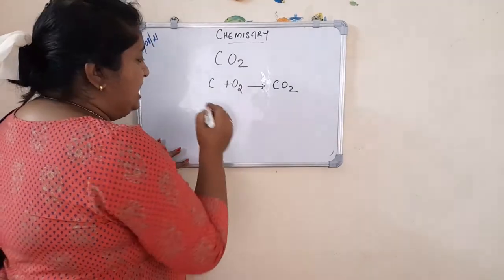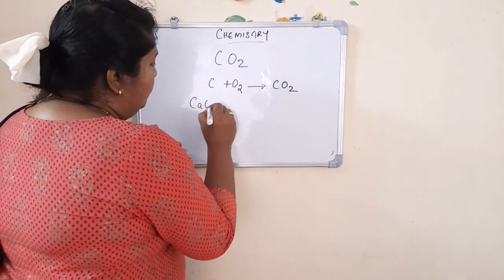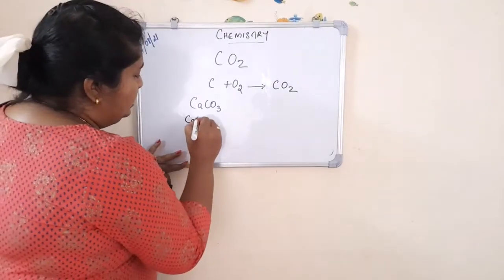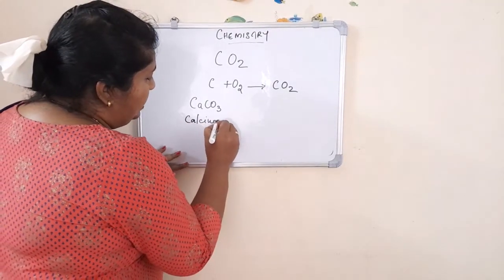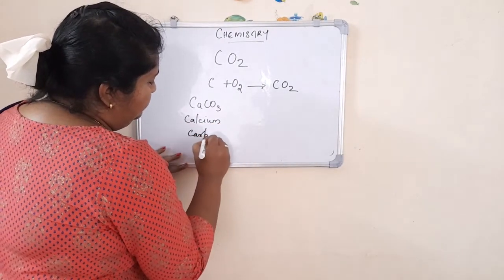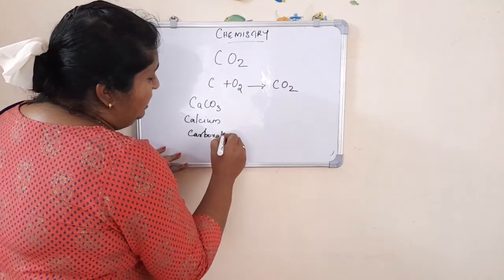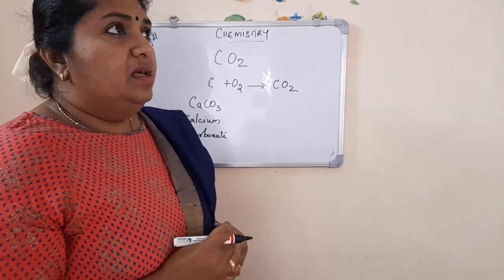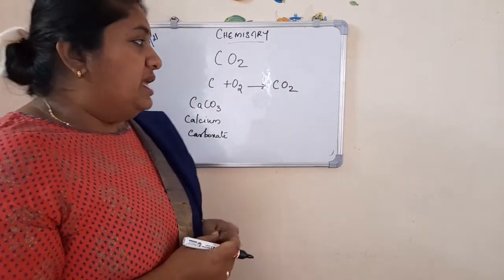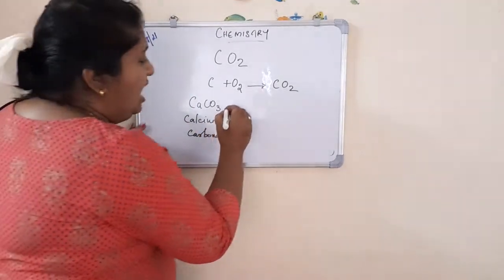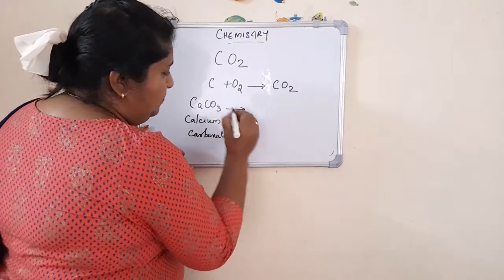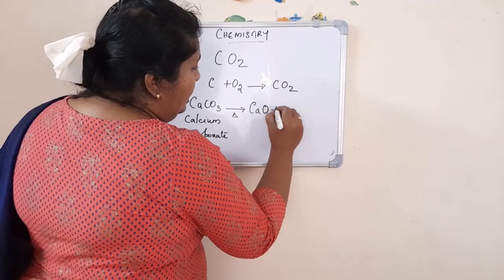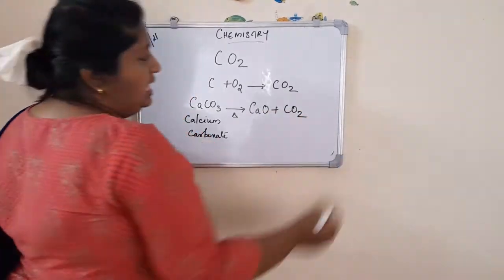Another method, if I tell you, is burning or decomposition of calcium carbonate. Calcium carbonate is something that is present in marble, then in eggshells and all. So when you are heating this calcium carbonate, it gets decomposed and split up to form calcium oxide and carbon dioxide.